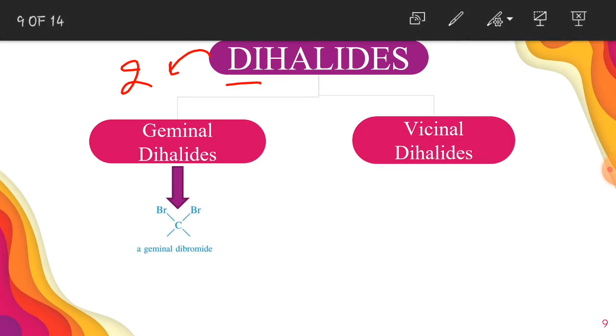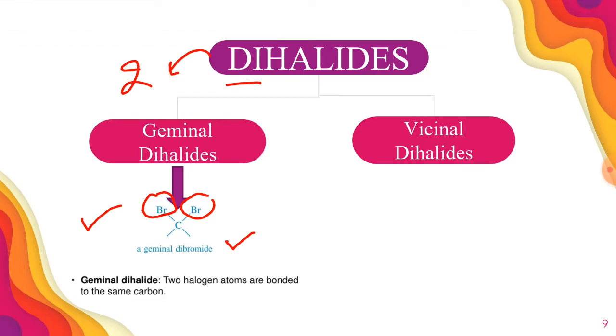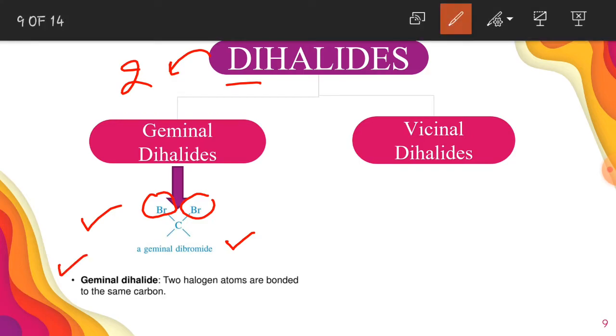This is an example of the geminal dihalide. In this example, you may see here that the halide group, that is the bromide here, is attached to the same carbon atom. When 2 halogen atoms, or 2 halo groups, are attached to the same carbon atom, then that halide will be called a geminal dibromide. Geminal dihalide is formed when 2 halogen atoms are bonded to the same carbon atom.